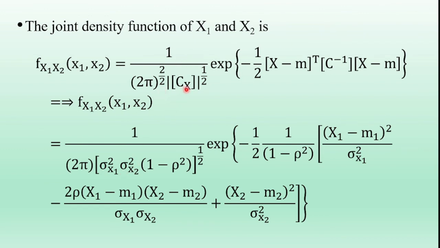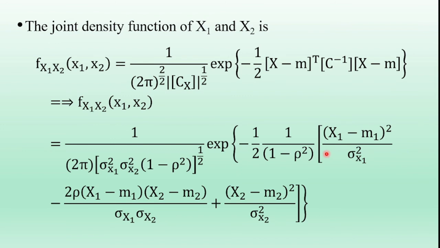And what is the determinant of Cx value? The determinant of Cx is already calculated. That value is sigma x1 square sigma x2 square into (1 minus rho square), whole to the power of 1 by 2, exponential of minus 1 by 2. This term is 1 by (1 minus rho square) into [(x1 minus m1) whole square by sigma x1 square minus 2 rho (x1 minus m1)(x2 minus m2) divided by sigma x1 sigma x2 plus (x2 minus m2) whole square by sigma x2 square].